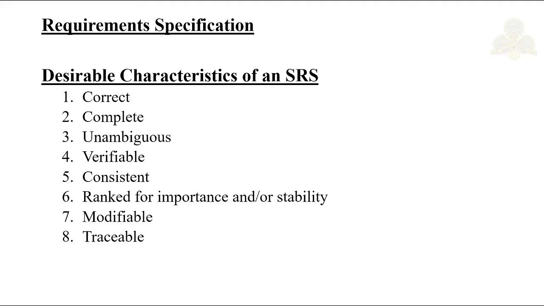Next one is consistent. We say that the SRS is consistent if there is no requirement that conflicts with another. That means there are no inconsistencies in the SRS. Suppose, for example, on page 8 of your SRS it is written that event E should occur before event F, and on page 15 it is written that event F should occur before event E.